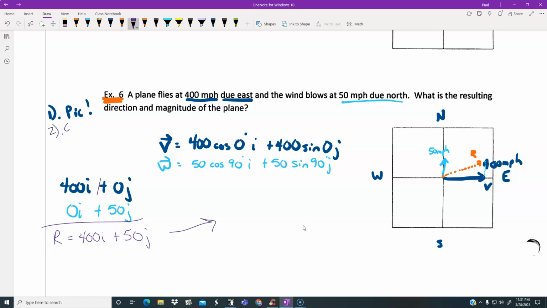And then I would go on to that very last step after I've broken it down. So we would go to our components. That's the way we do it next. Then 3, we sum them up and get the resultant vector. And number 4, we find the magnitude and we find the direction.